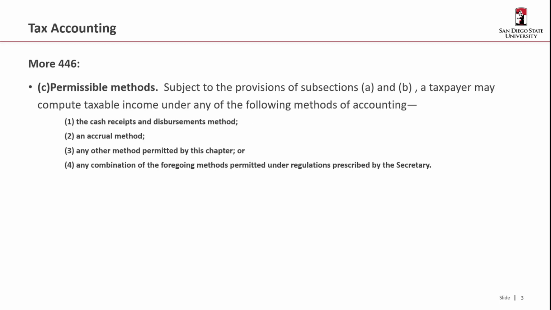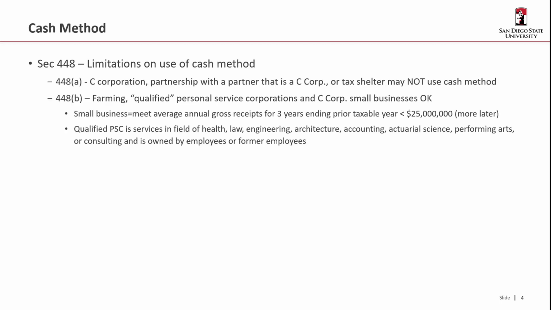Okay, so permissible methods under 446 says you can use the cash receipts and disbursements method, an accrual method, any other method permitted by this chapter, or any combination of the foregoing methods permitted under regulations. Okay, so really what it boils down to is there's the cash method and the accrual method. There are no other methods permitted by this chapter. You might argue the hybrid method, but the hybrid method is simply using cash for some parts and accrual for other parts, typically inventory.